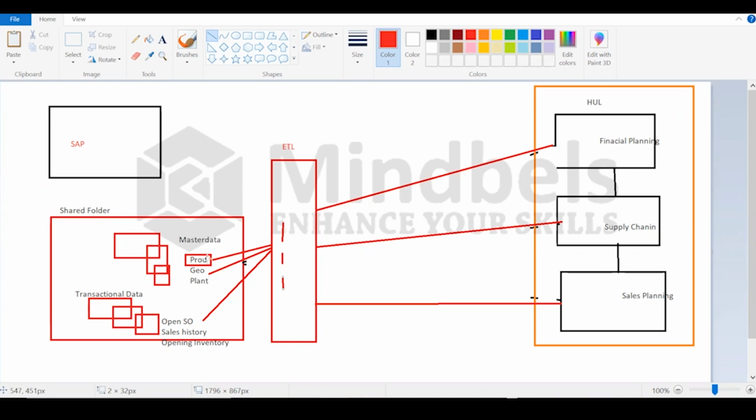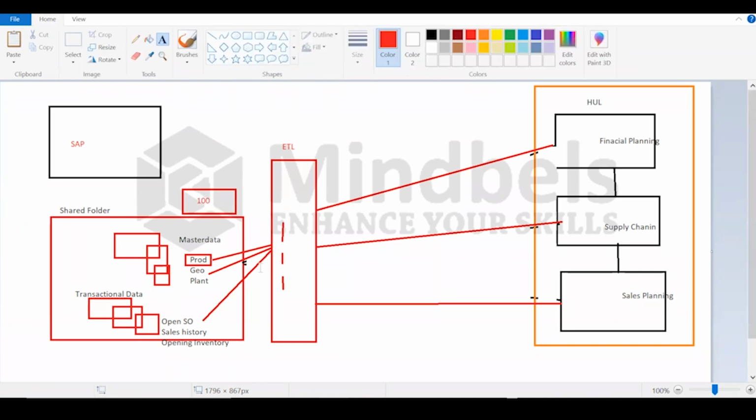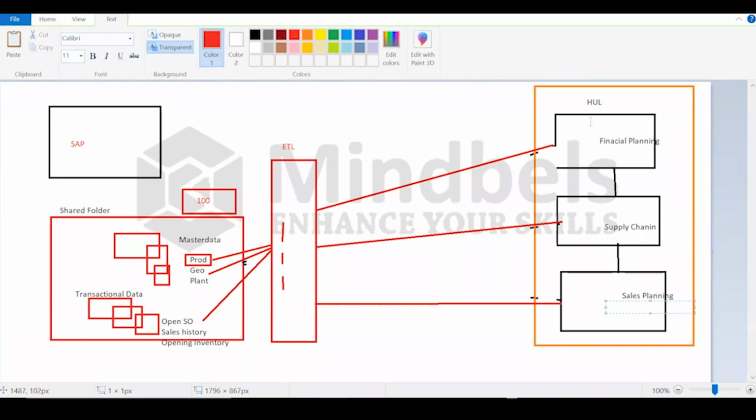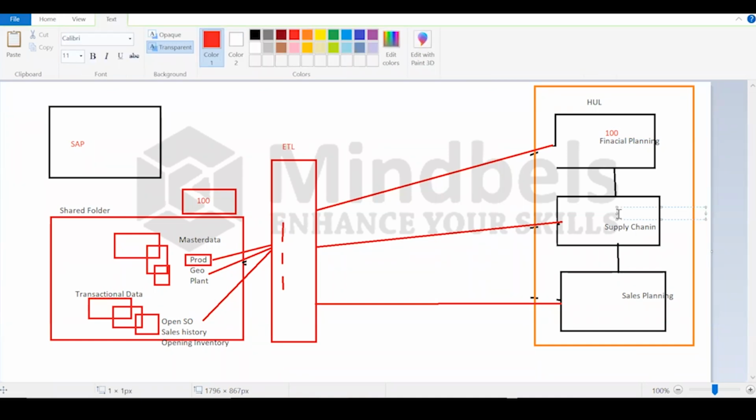Now let's say we discuss something about these products. As part of these products, this job is scheduled here. For this job, the number of products is 100. Now the same 100 products need to be pushed to financial planning, supply chain, and sales planning. Correct? The same 100 products. But unfortunately, there is some mistake.